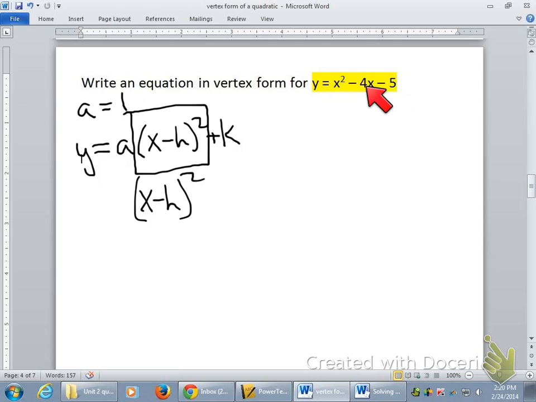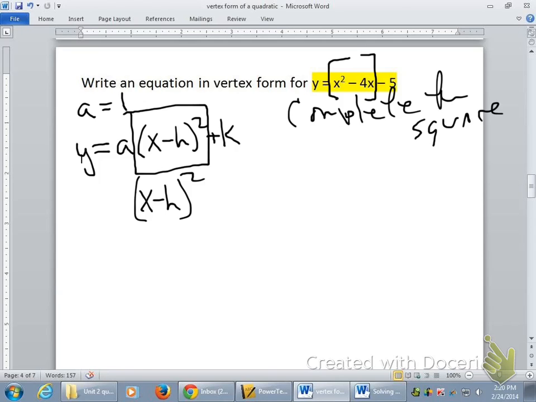X squared minus 4x. Okay, that's not quite, but you're on the right track. This isn't quite a perfect square, is it? But didn't I learn a technique last week to force this to be perfect? And it's called completing the square. What I want to do is complete the square here. If I complete this square just with the x squared minus 4x, then I'll have a perfect square, and then it'll look like vertex form. So that's where I'm going to focus my attention.